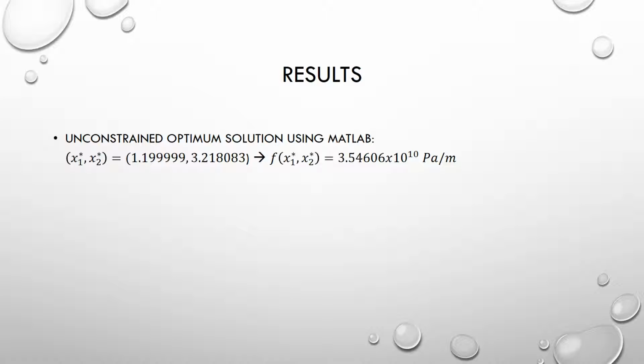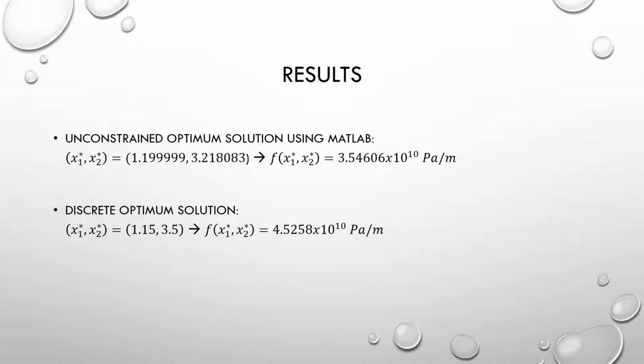I also used MATLAB to optimize the unconstrained quadratic function over the design space and found an optimum at a 1.2 millimeter fluid reservoir thickness and a 3.218 millimeter aluminum thickness, which resulted in an average tip pressure gradient of 35.5 megapascals per millimeter. I compared this with the optimum discrete solution of 45.3 megapascals per millimeter, which resulted from a 1.15 millimeter thick fluid reservoir and 3.5 millimeter thick aluminum layer.